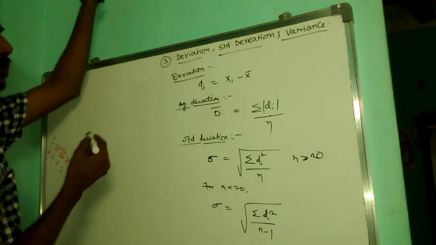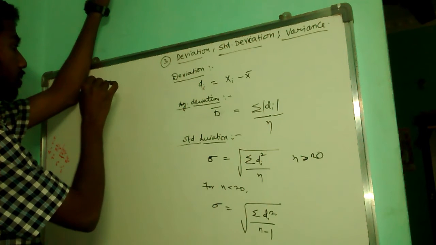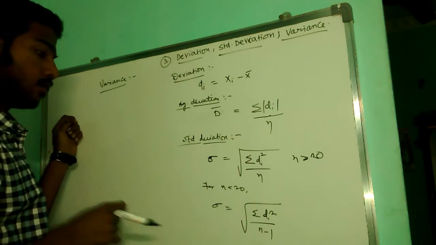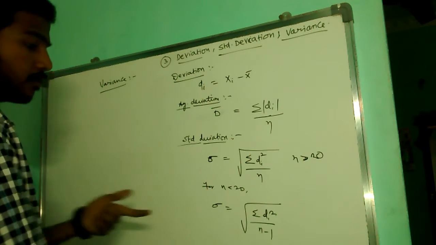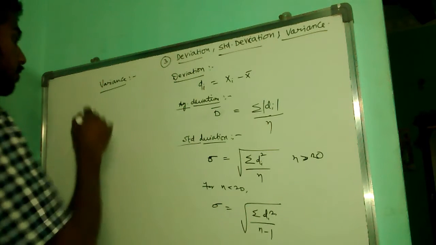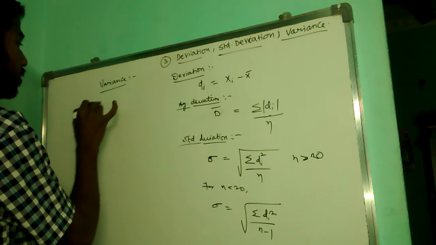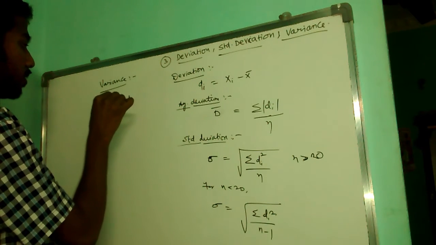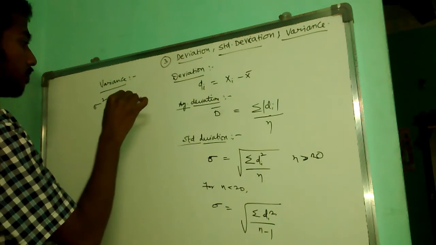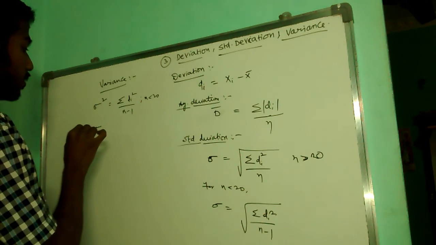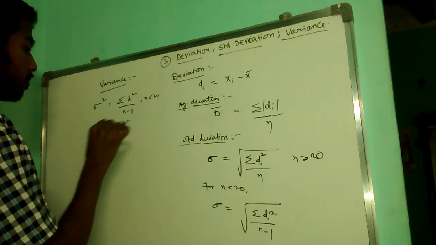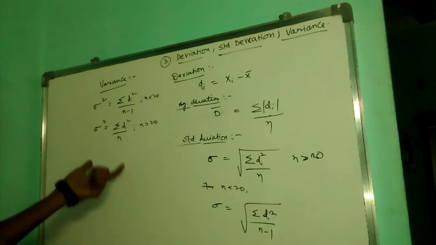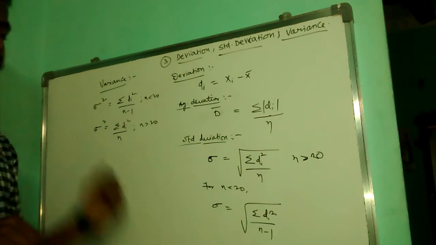Next comes variance. As we already know the deviation, what is the variance? It is sigma square. Sigma square is the variance. So it is given by the summation of di square by n minus 1 for n less than 20, and the summation of di square by n for n greater than 20. This is all about deviation, average deviation, standard deviation and variance.